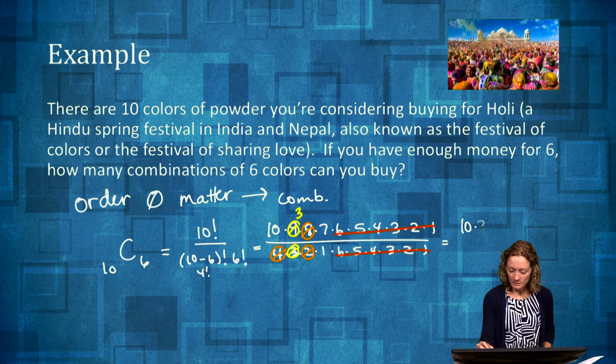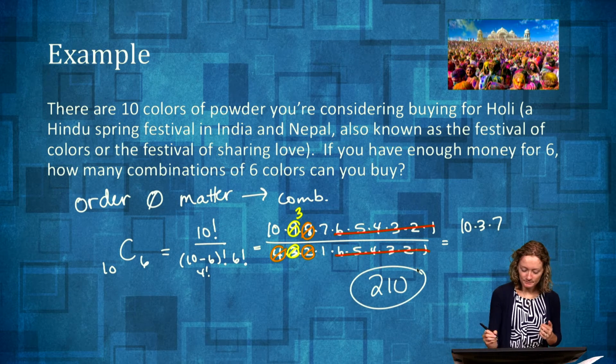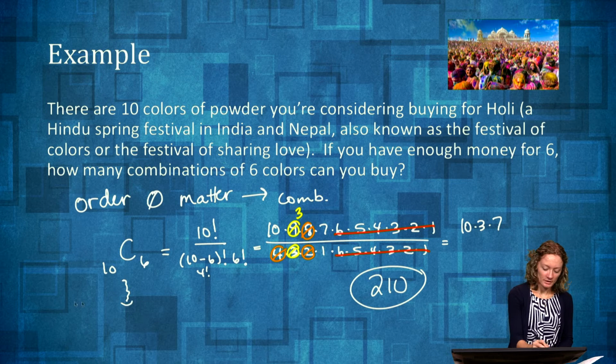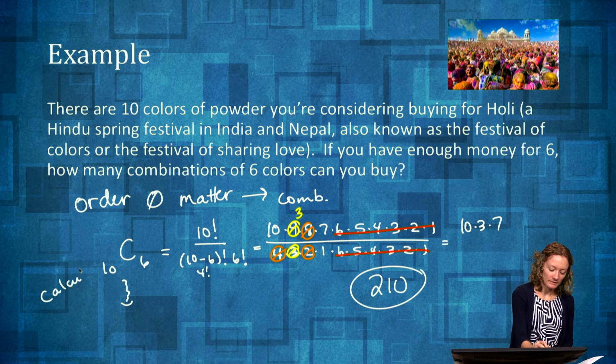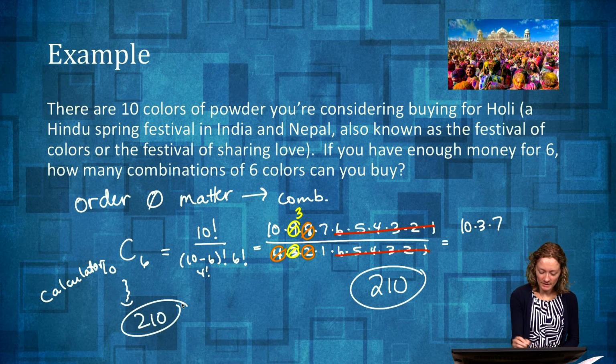So I have 10, 3, 7. And that's it. 10 times 3 times 7 gives me 210. Or you can put it in the calculator and you'll get the same thing, 210. Either way.